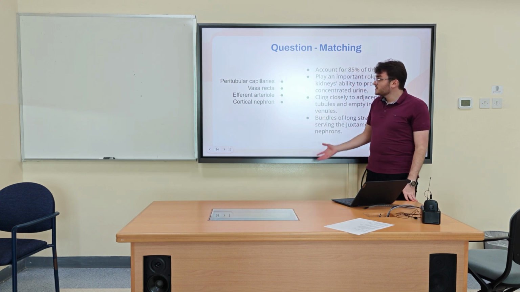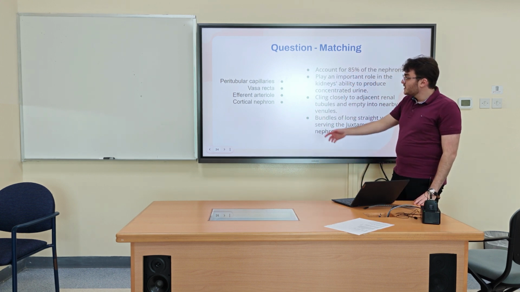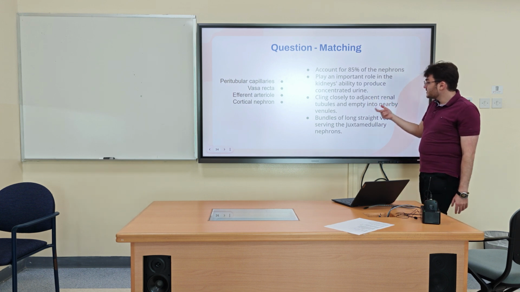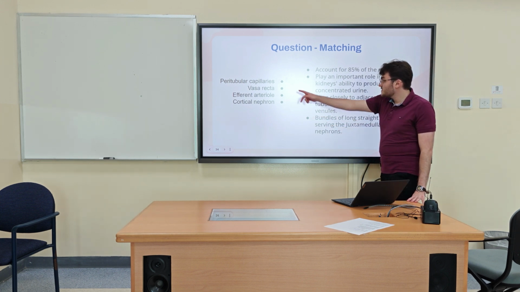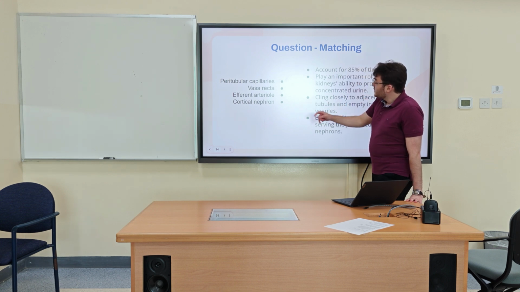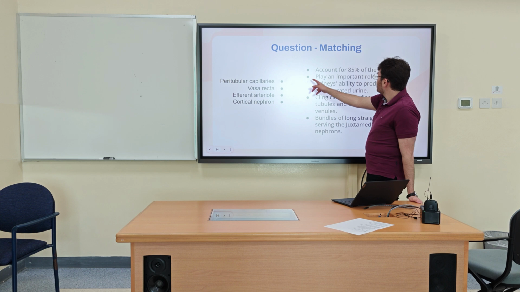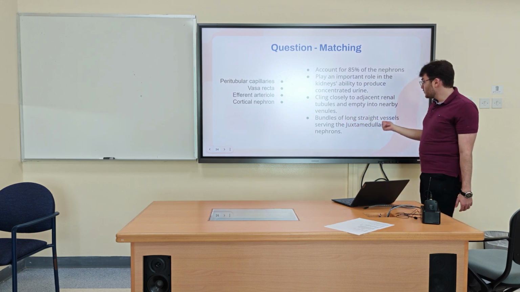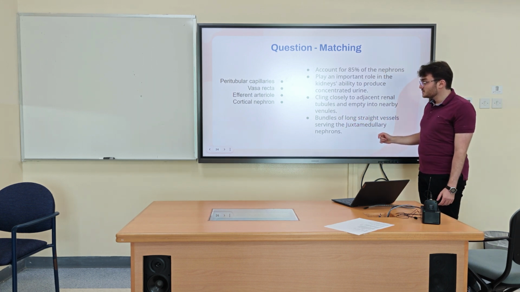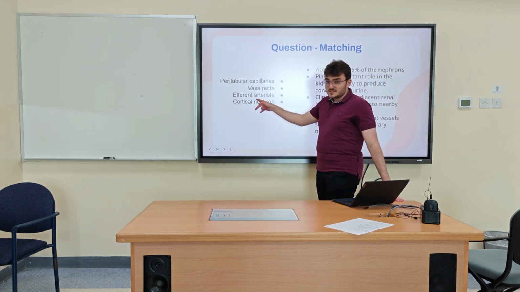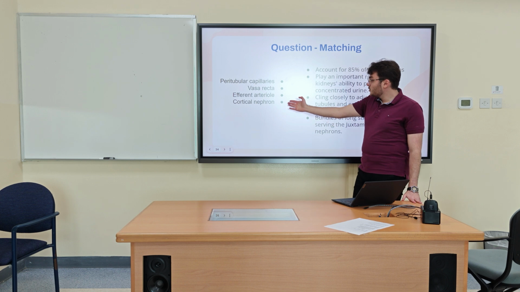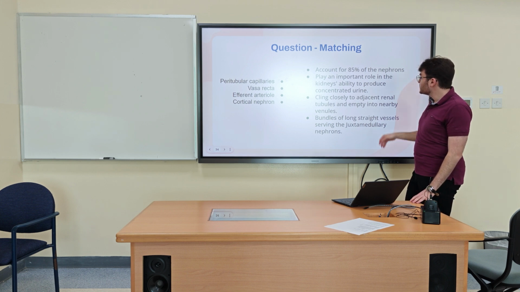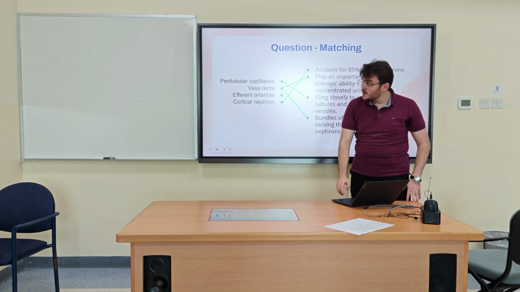Okay. And now we have matching questions. So let's try to connect them. First of all, peritubular capillaries: they cling closely to adjacent renal tubules and empty into nearby venules. Then we have vasa recta: they play an important role in the formation of concentrated urine, and they are bundles of long straight vessels serving the juxtamedullary nephrons. Here, the afferent arteriole is left over, it doesn't connect to anything. And finally the cortical nephrons, they account for most of the nephrons found in the cortex, or in the kidney generally. Okay, here are the answers.